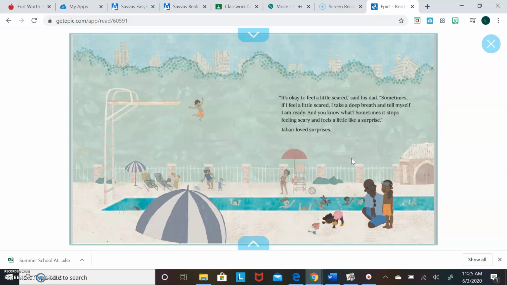Would you agree? Sometimes when we try something new, we might feel a little nervous or scared. I think that this is one lesson, something that the author is trying to tell us, that it's okay if sometimes we are a little scared to try something.